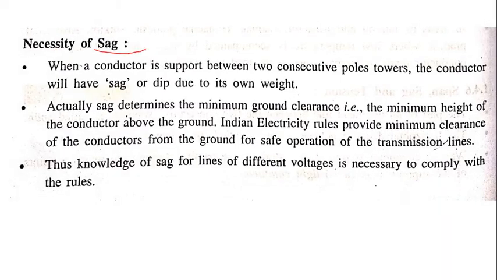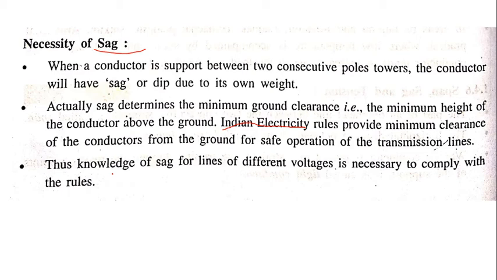Now, the necessity of sag. Why do we require sag? When a conductor is supported between two consecutive poles, the conductor will have sag or dip due to its own weight. Sag determines the minimum ground clearance, that is, the minimum height of the conductor above the ground. As per the Indian Electricity Rules, a minimum clearance of the conductor from the ground must be provided for safe operation of the transmission line. So we have some IS standards. Thus, knowledge of sag for lines of different voltage is necessary to comply with the rules.